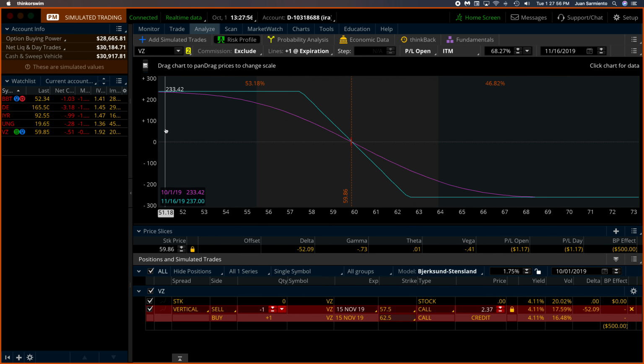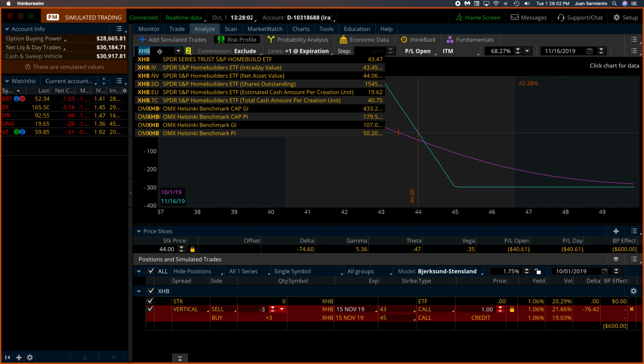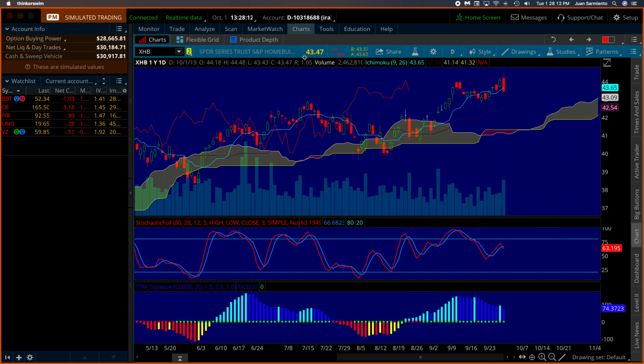And last is XHB. I think this is home builders, another bearish trade, and this time on home builders. So I have real estate and home builders as two bearish trades. Look at the chart here.